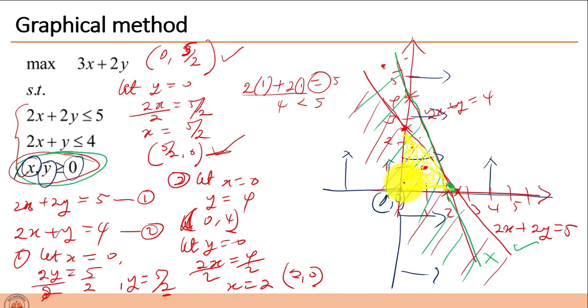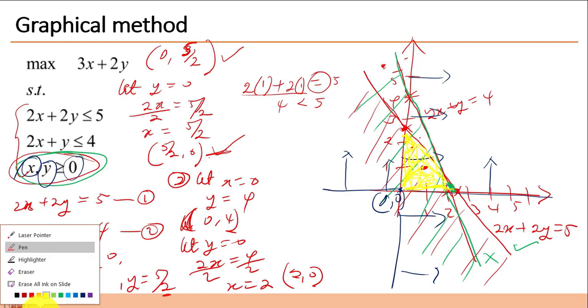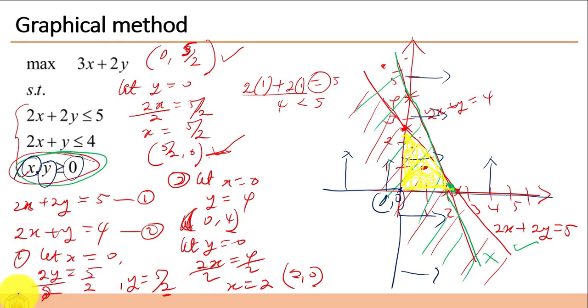We want to get the solution, and now our solution will depend on the different combinations of x and y. If we put that into the objective function, which of them will give us the maximum value? Because here we are maximizing. All right, so let's do it again.